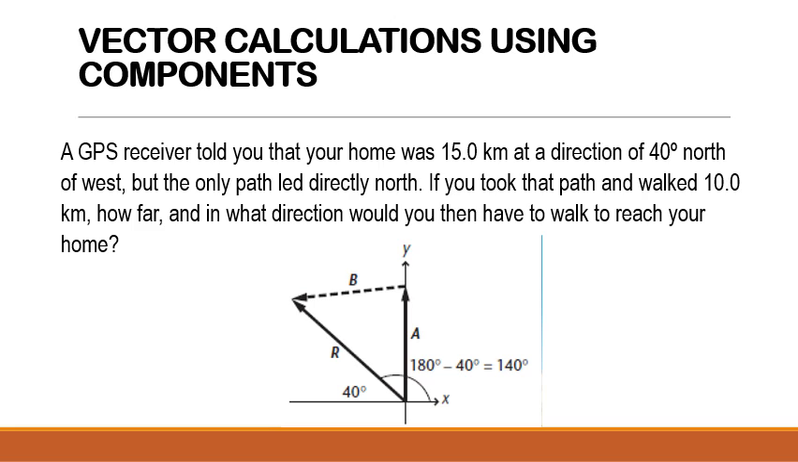And for the last problem, a GPS receiver told you that your home was 15 kilometers at a direction of 40 degrees north of west, but the only path led directly north. If you took that path and walked 10 kilometers, how far and in what direction would you then have to walk to reach your home? The resultant is already given, and the answer is 15 kilometers. Unlike the previous problems, where the resultant is being calculated, in this case the resultant is already given, and we are trying to find the vector B.